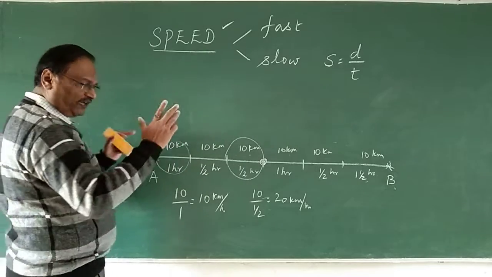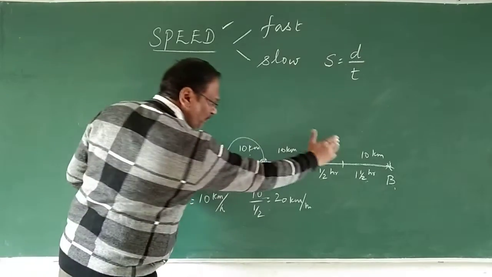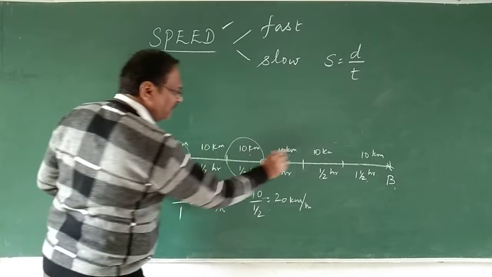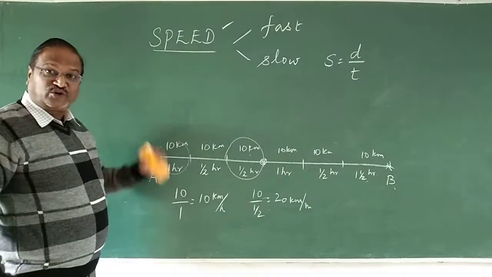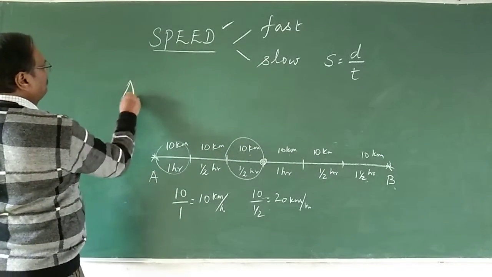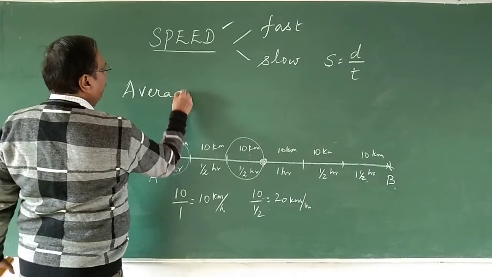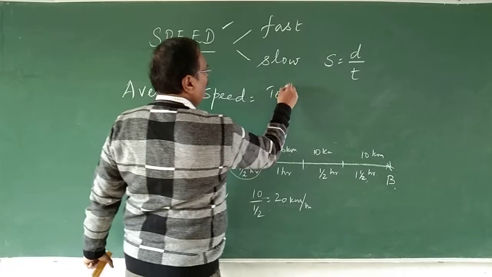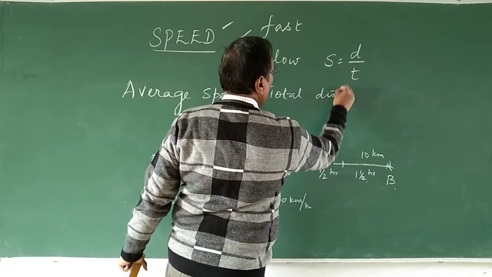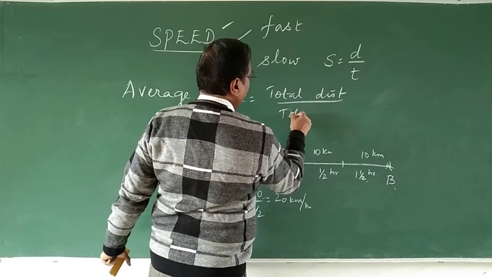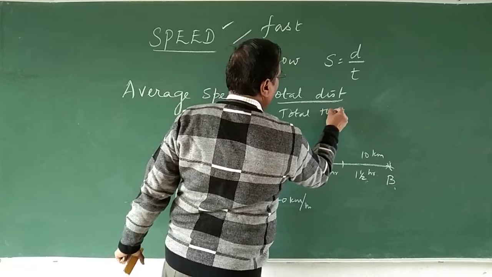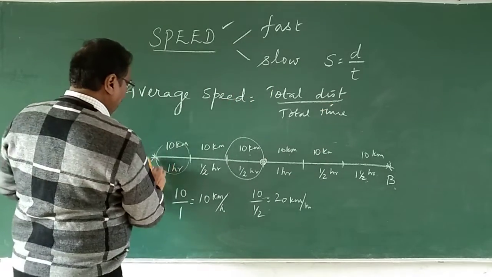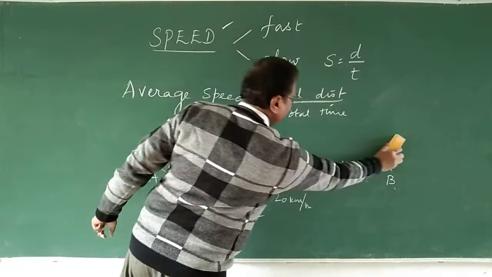Right, when a body travels unequal distances in unequal intervals of time, it is called non-uniform. In such cases, you calculate average speed. Average speed is equal to total distance upon total time taken. Right, and how can we calculate this? I know the total is 60.